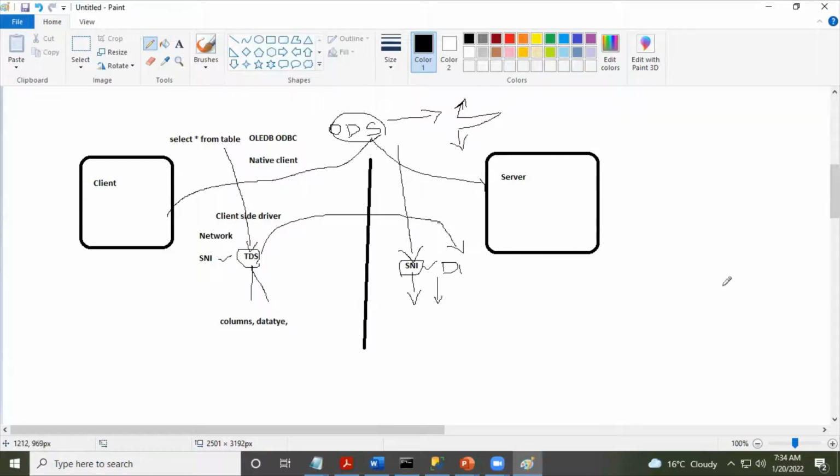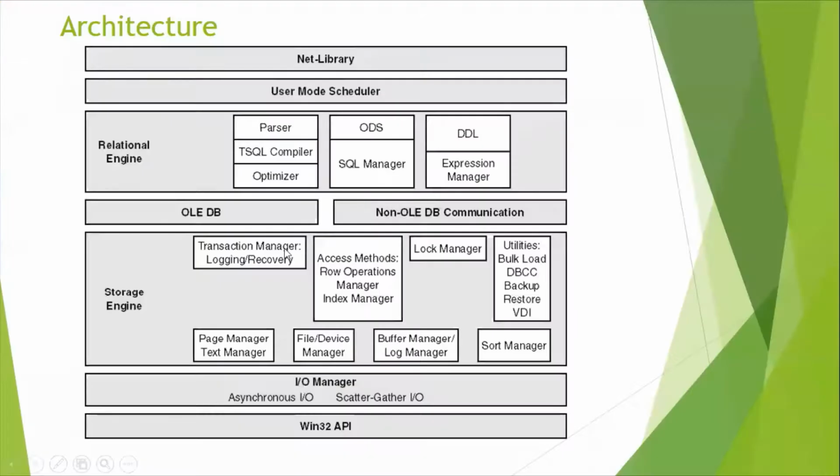I will explain the further process later. For now, just understand this is an SNI packet, and we will be unwrapping these TDS packets. This is the main relational engine. And this is the communicator: OLEDB is a communicator between the relational engine and the storage engine, right?